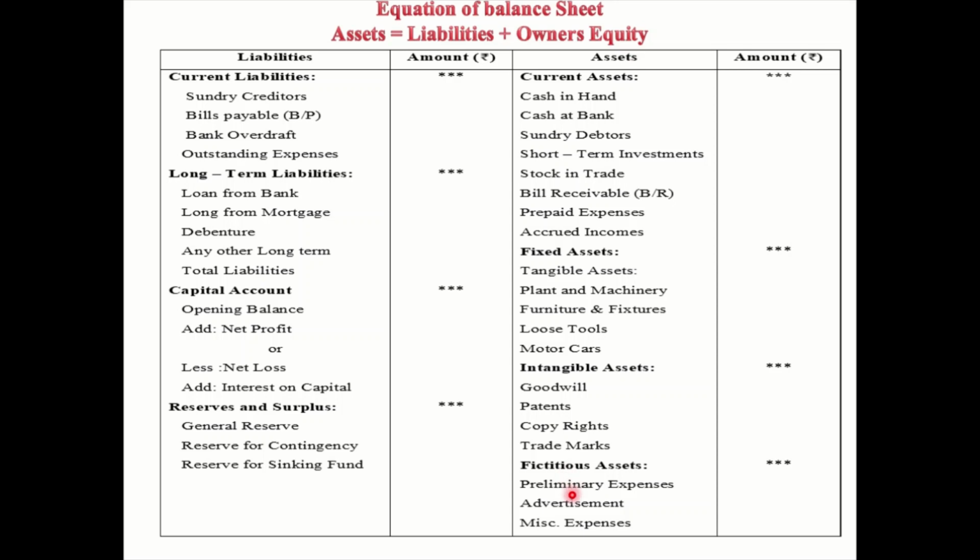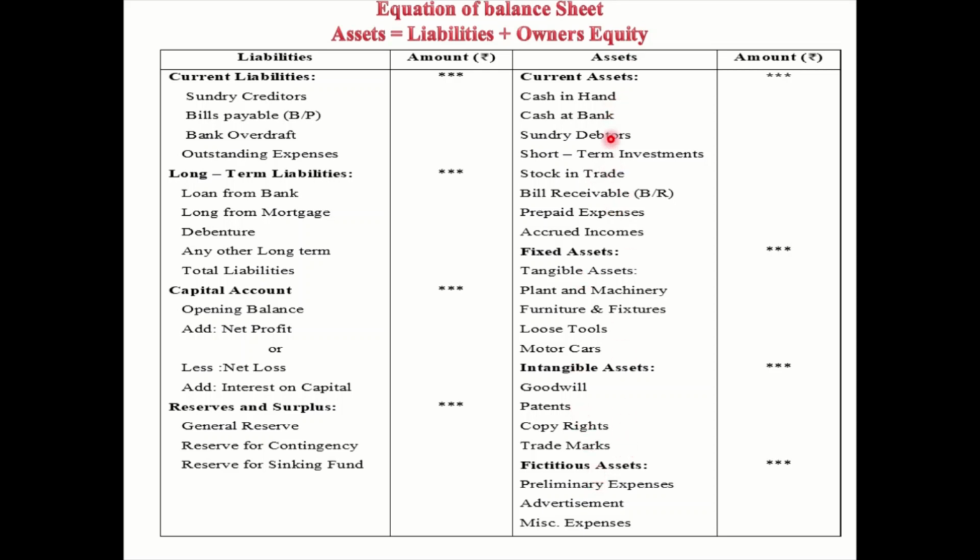For example, fictitious assets are promotional expenses of a business, and preliminary expenses, that is license fee, legal charges, cost of incorporation. Another part of fictitious assets is discount on issue of shares and discount on issue of debentures, loss on issue of debentures. Fictitious assets are revenue expenditure, deferred revenue expenditure, which have no resale value. That we call fictitious assets. This is all about assets.